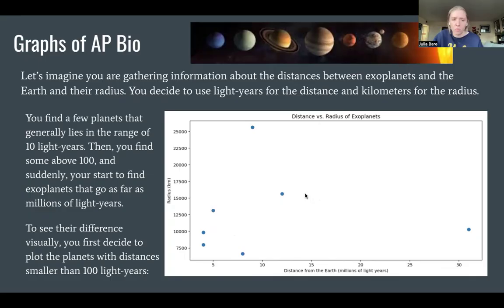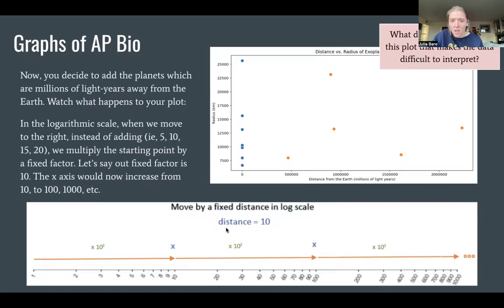They're going to be in that relative data set. So you first decide to plot the planets with distances smaller than 100 light years. But then you add planets that are millions of light years away from Earth. And so you have more distance between these exoplanets and Earth. So these orange dots are the new dots with the planets that are farther away from Earth.